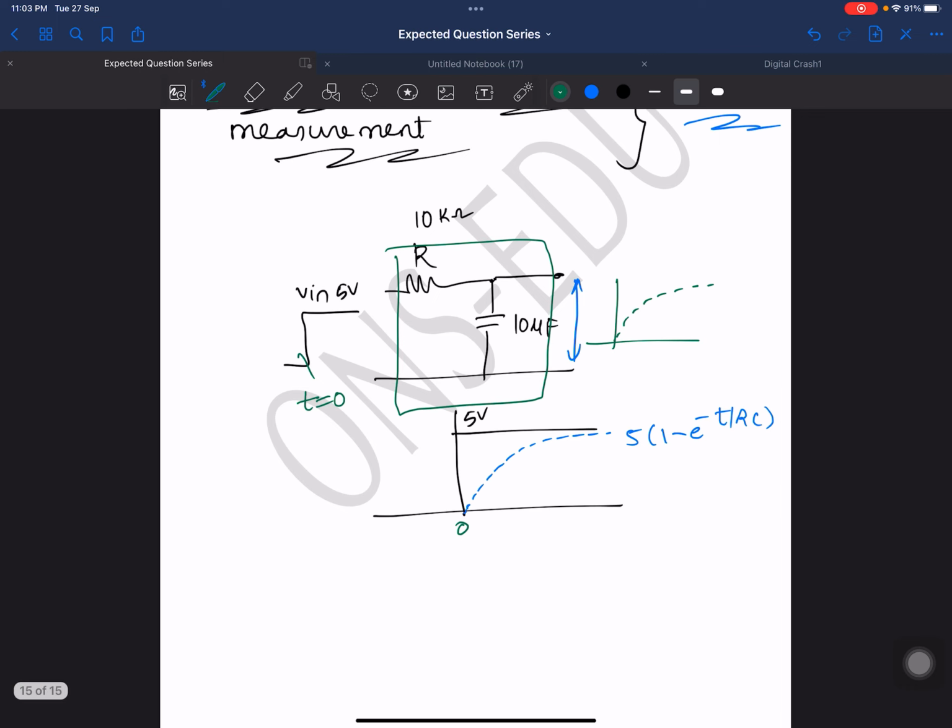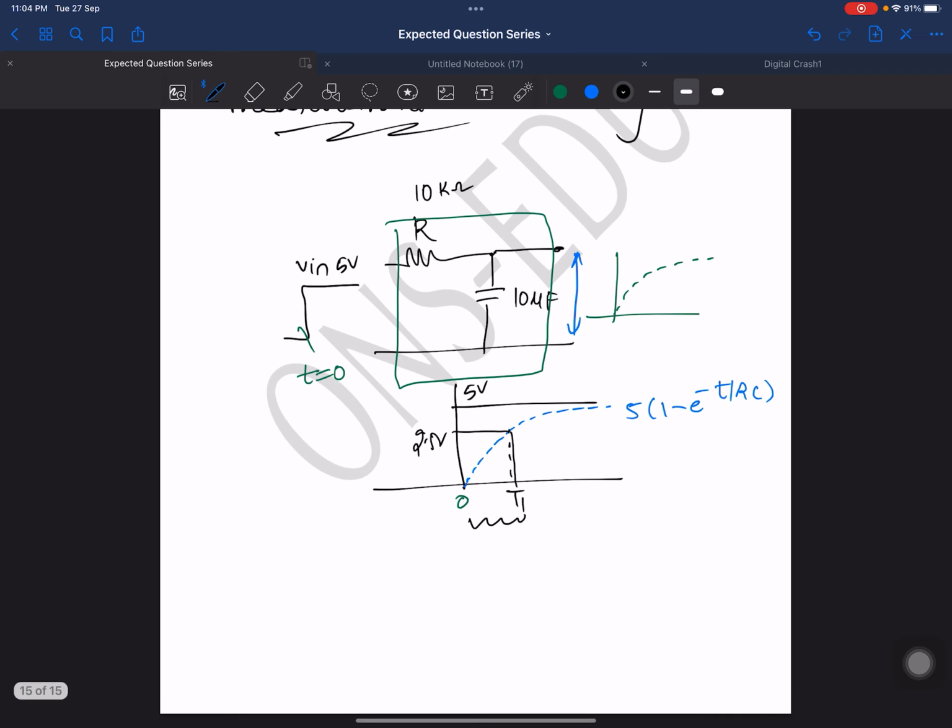Suppose, for example, let's mark a point of 2.5 volts, which is the midpoint value, and let's say on the time scale it is reaching at a time t1. So how do we find the t1 value? Tell me t1. You will understand in 2 minutes. If you're not understanding, I'll make you understand. It's very simple, not at all difficult.